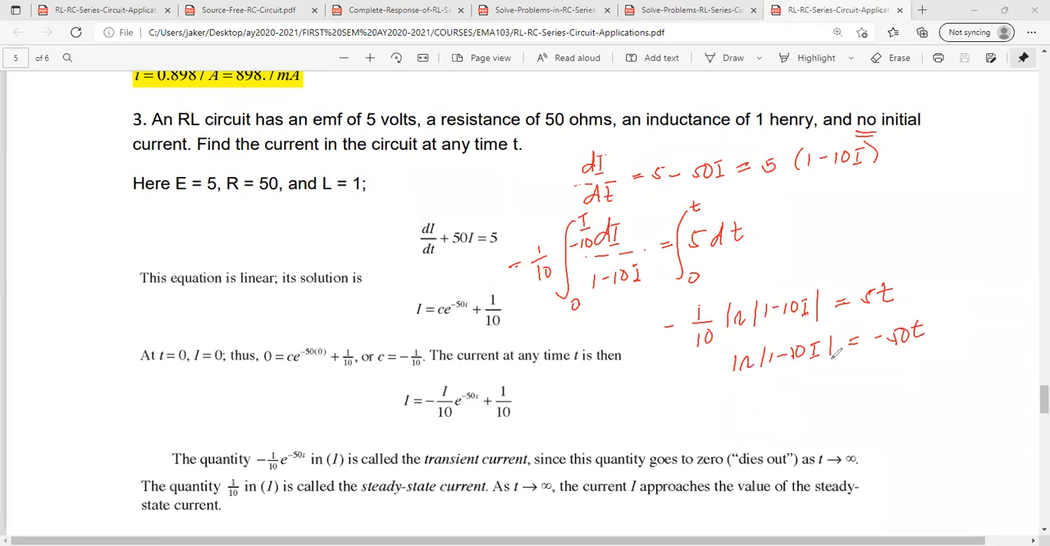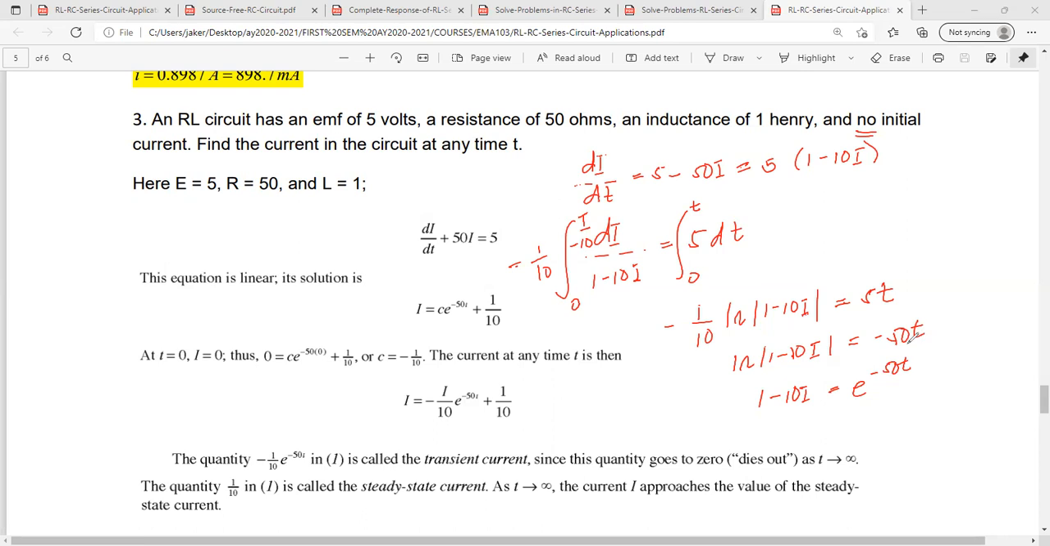Now, we would like to make this the argument of the e. That way, I can eliminate the ln. So this one will be the argument of the e, and this whole thing here. Simplifying the left side to 1 minus 10i equal to e raised to negative 50t.